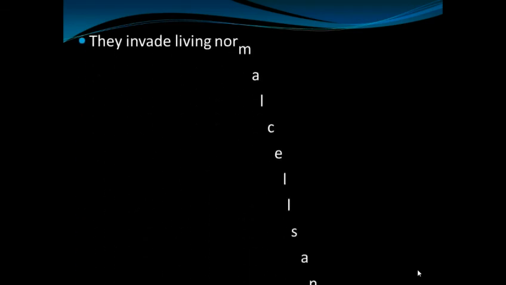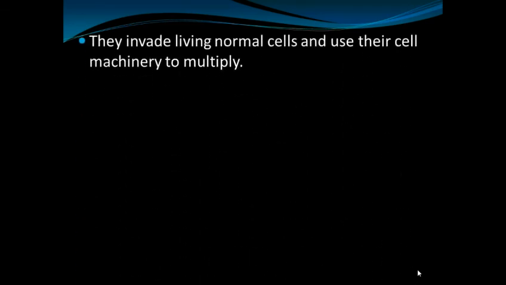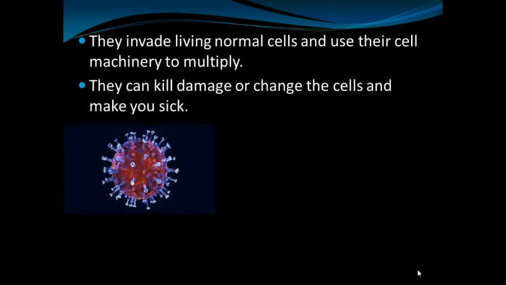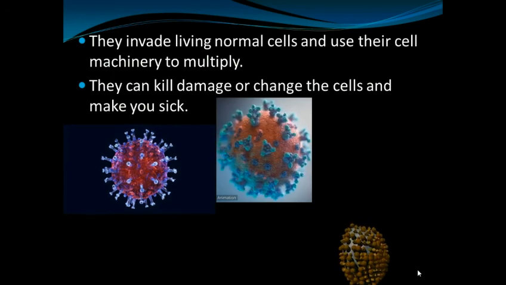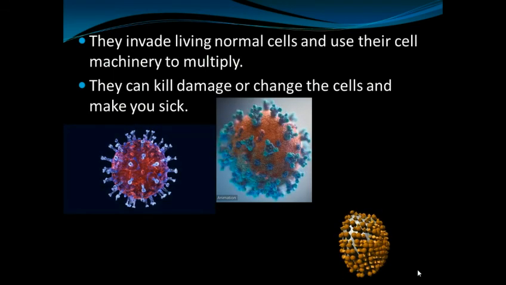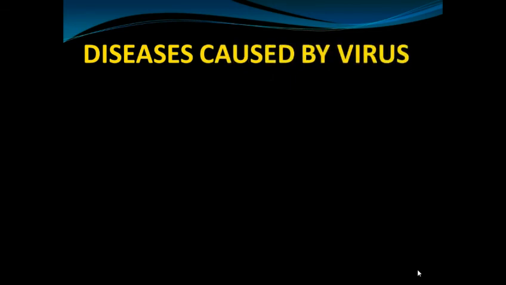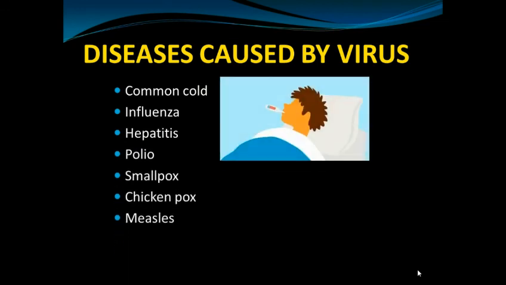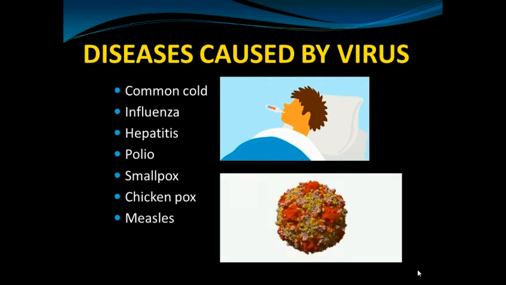So the viruses invade living normal cells and they use their cell machinery to multiply. Okay, so virus can kill, damage, or even change the cells, and it can make you sick. Okay, so these are the gifs of viruses we saw, right? And next we moved on to the diseases caused by virus, right? So what are the various diseases caused by virus? It is the common cold, influenza, hepatitis, polio, smallpox, chickenpox, and measles.